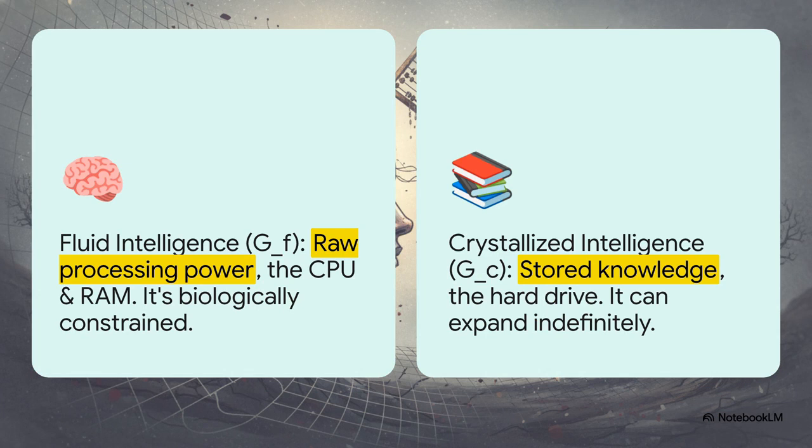Okay, so before we go any further, we have to get our terms right. We need to distinguish between fluid intelligence, or GF, that's the raw processing power. Think of it as the CPU and RAM of the system, which is biologically constrained, and crystallized intelligence, GC, which is the stored knowledge on the hard drive. One is hardware, the other is the database. The hardware is pretty much fixed. The database, though, that can expand.